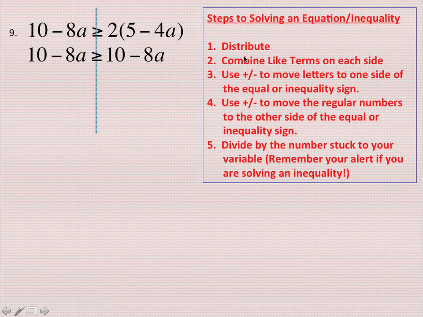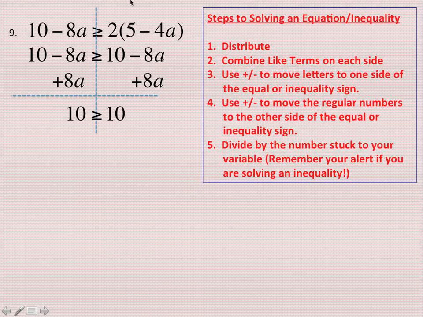Interesting. Combine like terms on each side? Well, there's nothing to do. Use addition and subtraction. Letters on one side, numbers on the other. I'm going to get rid of this 8a, so I'm going to add 8a to both sides. Well, what happened? Oh my God, it canceled out on both sides. There's no more a left. All I'm left with is 10 is greater than or equal to 10.